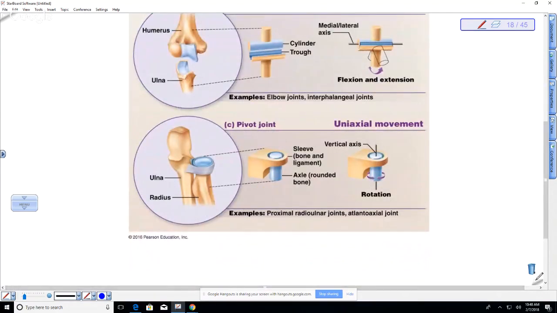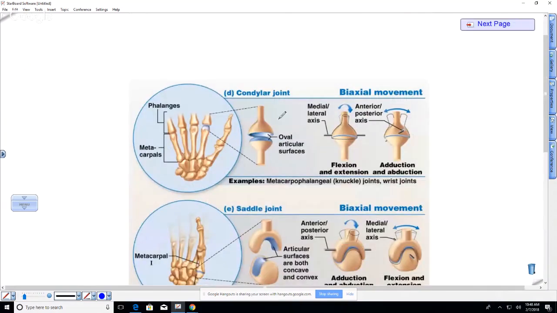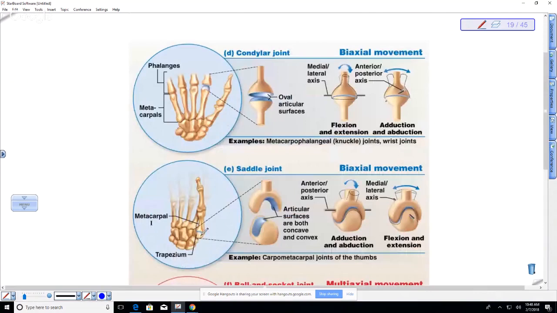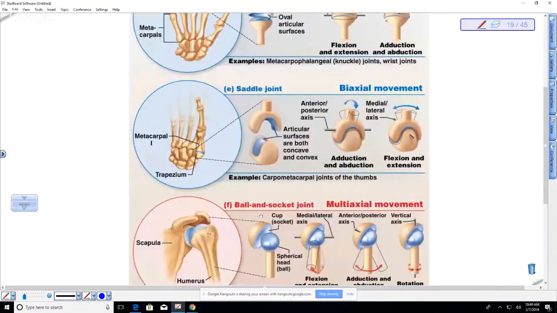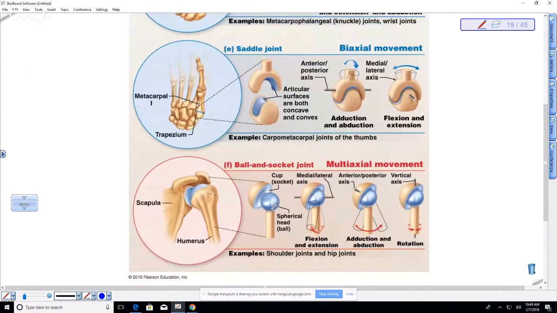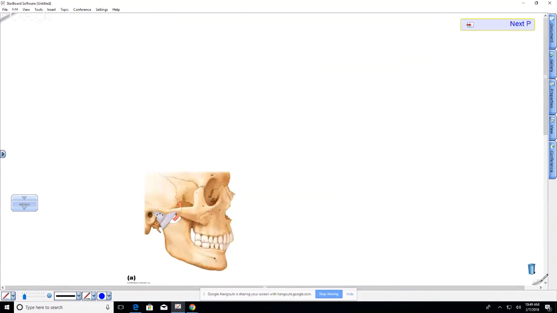And then we have condylar joints. And then between the carpal bones and the metacarpal bones, that is the saddle joint. And then we have the ball and socket joints, which allow for that multi-axial movement. Okay.